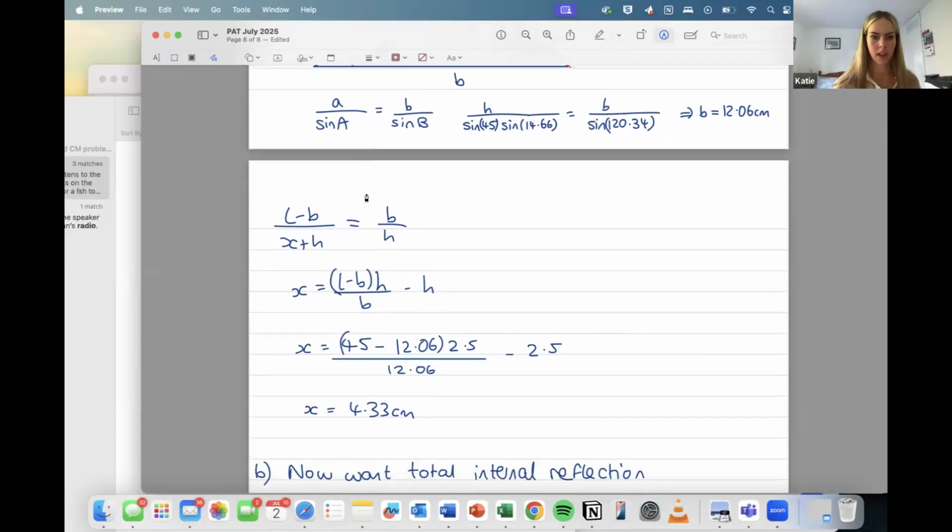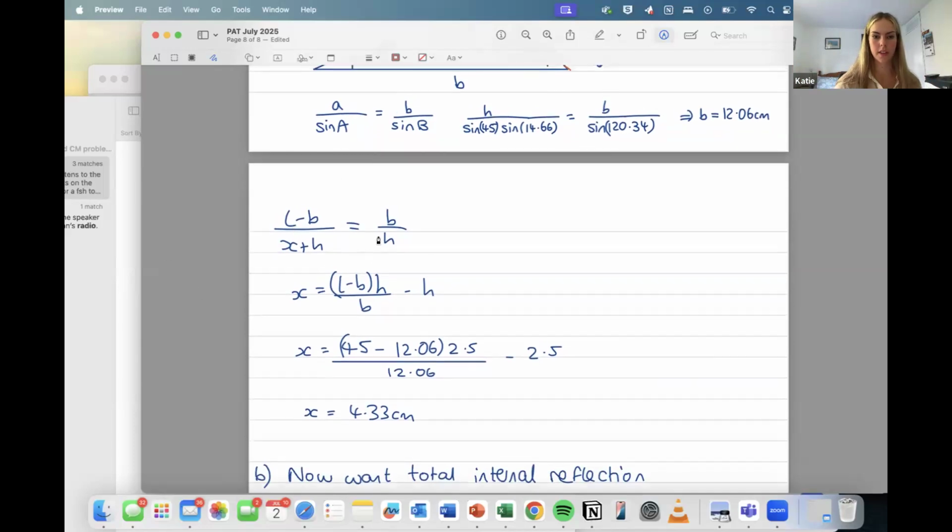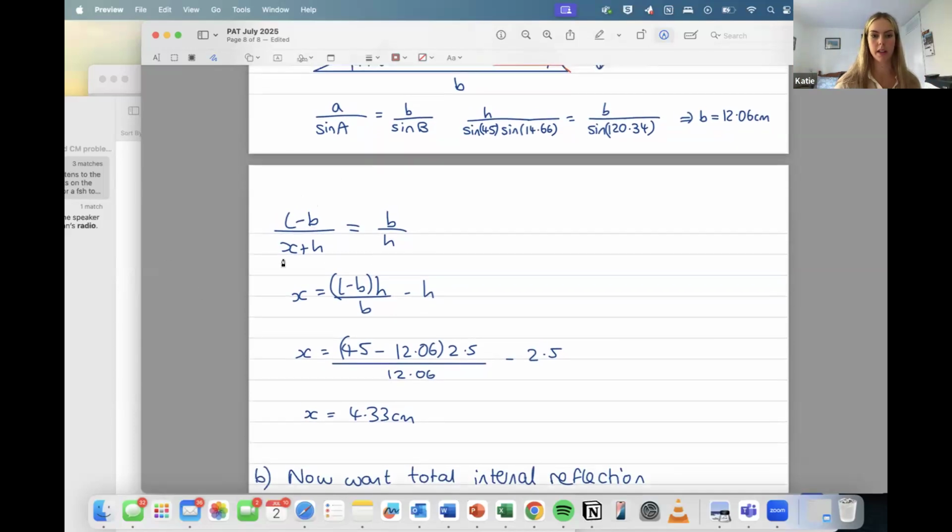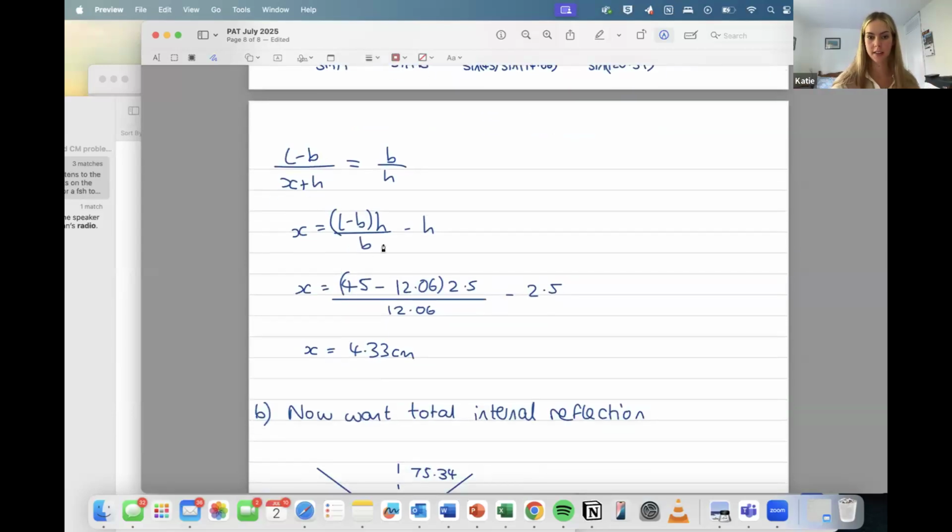And then this is just using our ratio of similar triangles. Say the height of one divided by the side of one triangle. If you then do the height of the other, or this is the base divided by the height, must be equal to the base of the other one divided by the height of the other one, since they've got all the same angles, they're the same triangle, just scaled up. So the ratio of their sides is going to be the same. Then we rearrange for x, plug in our numbers, and then we get x.